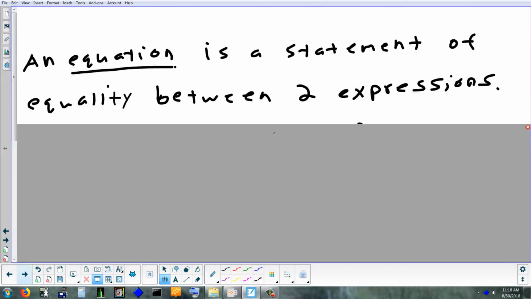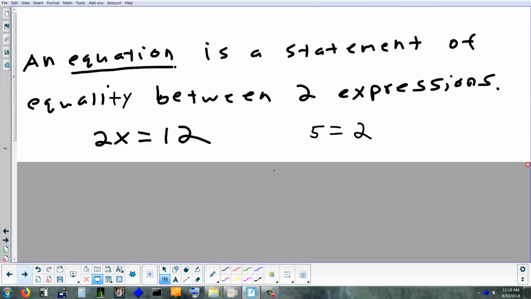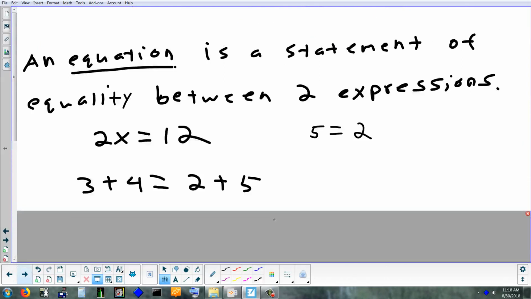Okay, so an equation. An equation is when you basically take an equal sign and put it between two expressions. There are 3 types of equations, or one way to classify them into 3 different categories. There's an example of each one on the board right there. 2x equals 12. That's an equation. 5 equals 2. It's definitely an equation because I put an equal sign between 2 expressions. And 3 plus 4 equals 2 plus 5. So all equations, 3 different types.